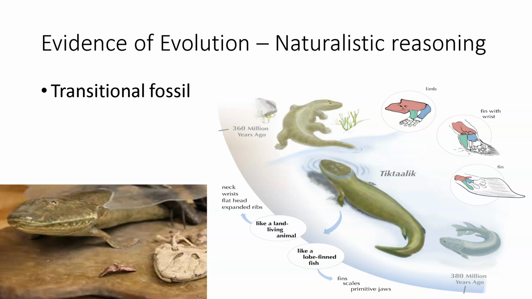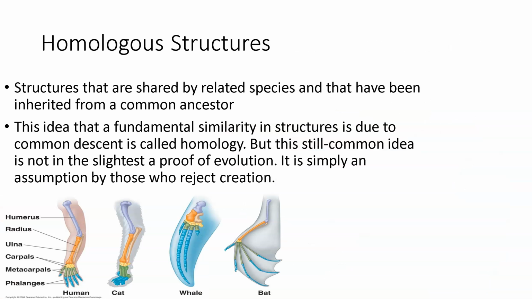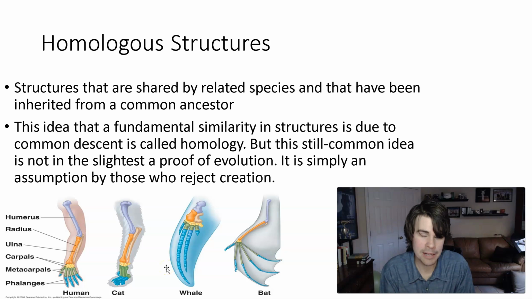We don't have time to get into it, but I encourage you to look it up on Christian websites. Homologous structures are shared by related species and have been inherited from a common ancestor. You can see that we generally have the same type of structure: many little bones, a couple larger bones, and a large bone. A cat has a similar structure. A whale has a similar structure. A bat has a similar structure.